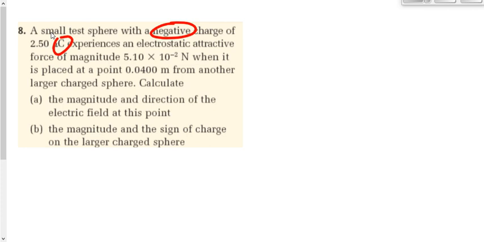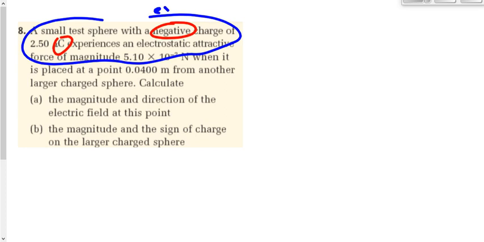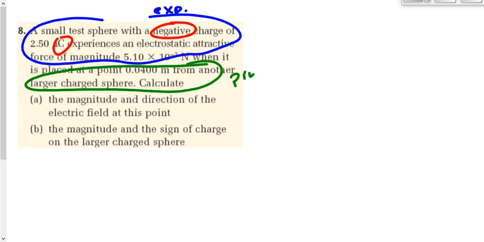Well, we got two things going on here. We have an experiencer, the thing that feels the field. But then we have this other larger sphere that is a producer that causes a field 0.04 meters away from it. What do we know more about? The experiencer or the producer? Experiencer. Now, we're allowed to use either one of the equations, but we don't know much about the producer, so odds are we're not going to use the producer equation. Let's use the experiencer equation.